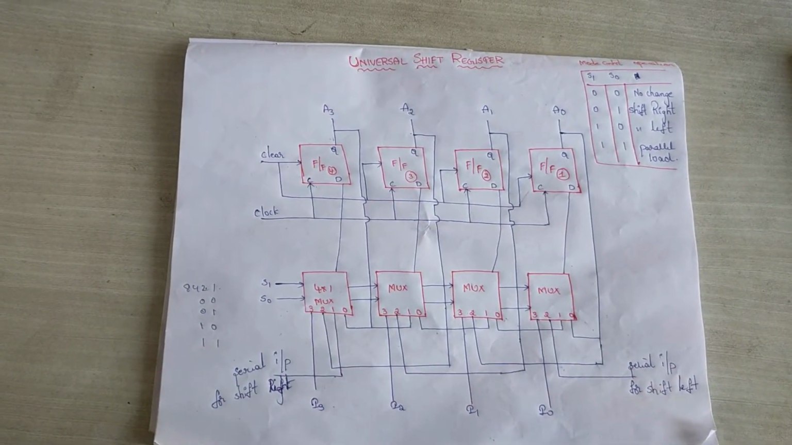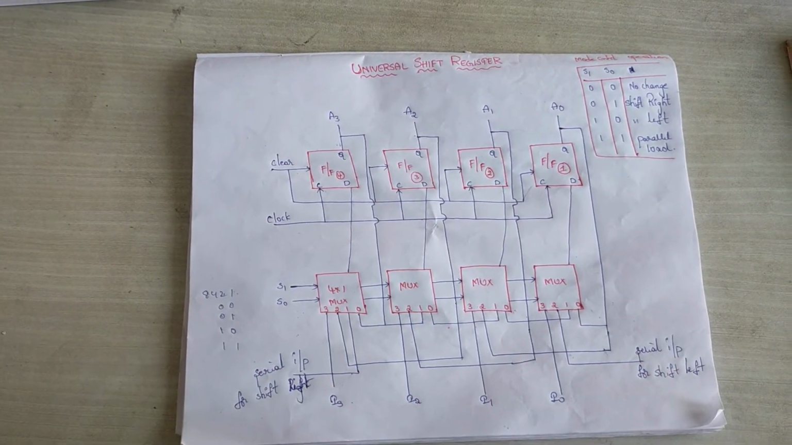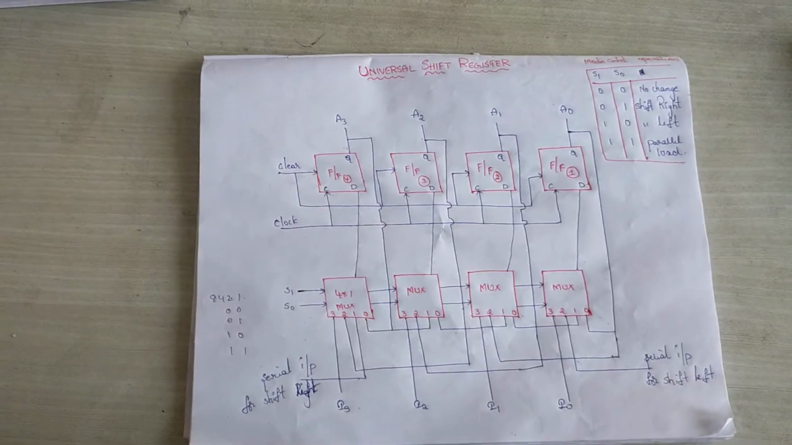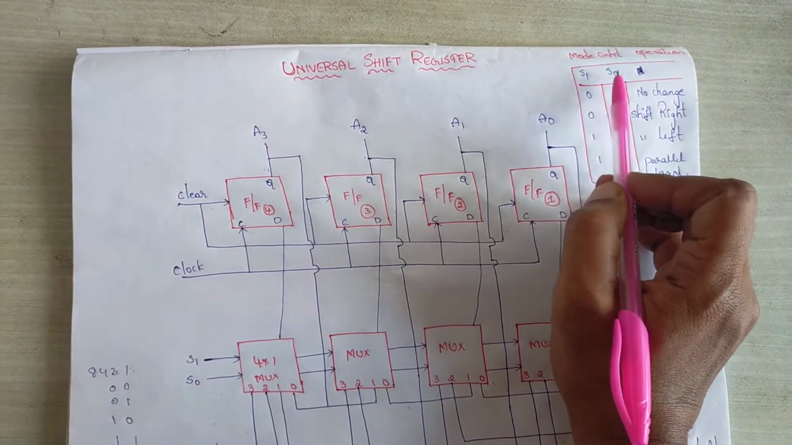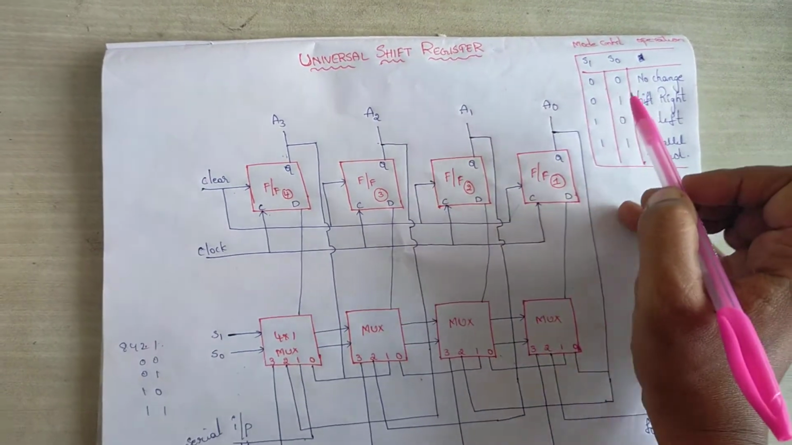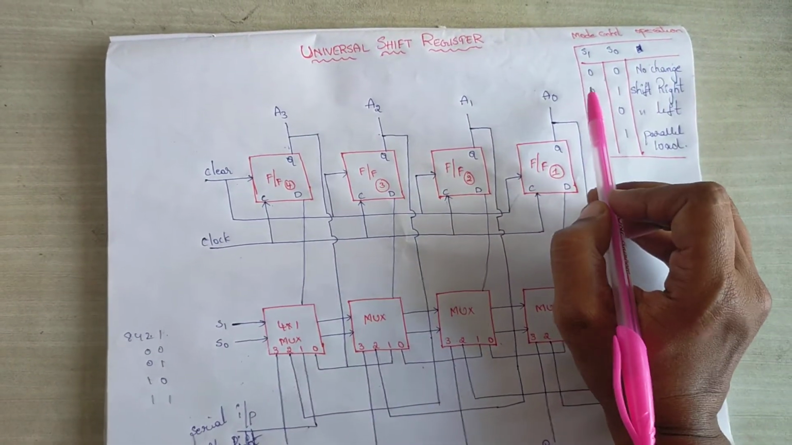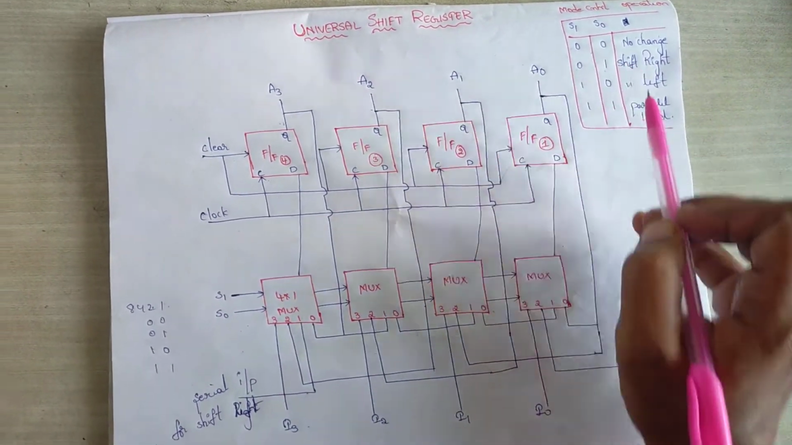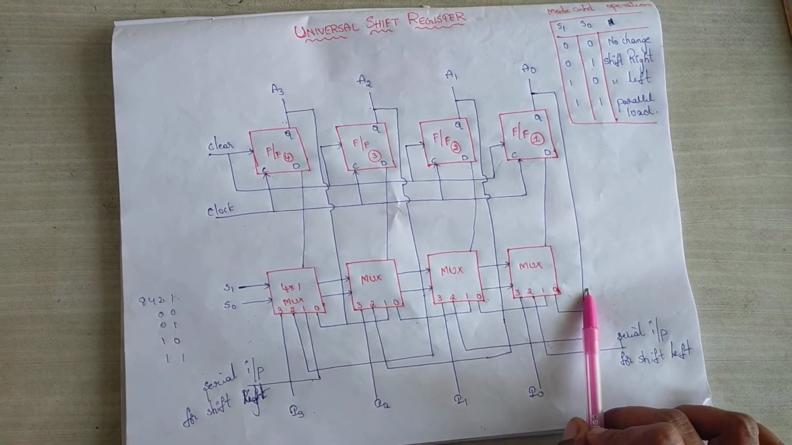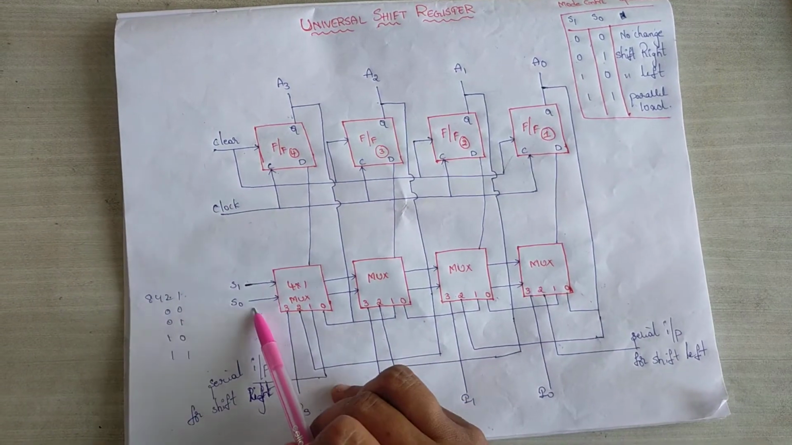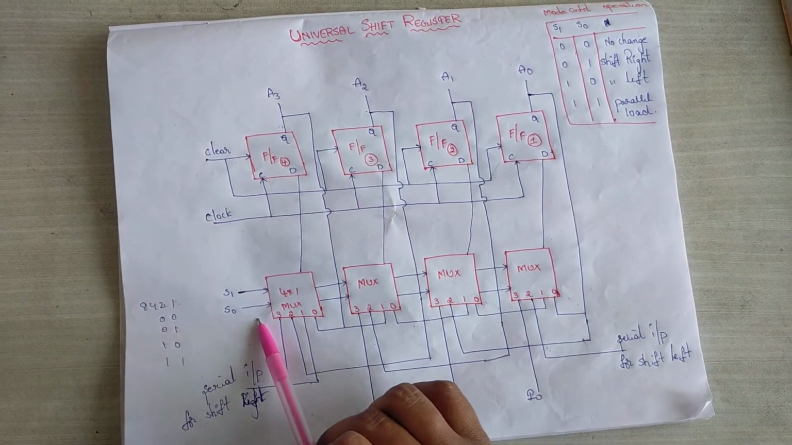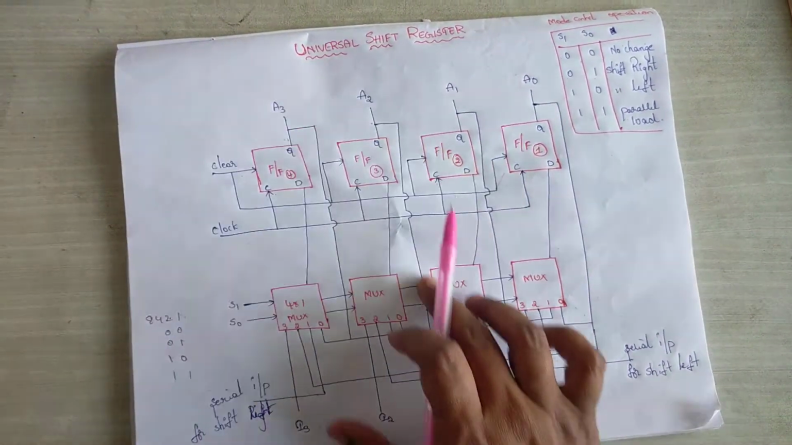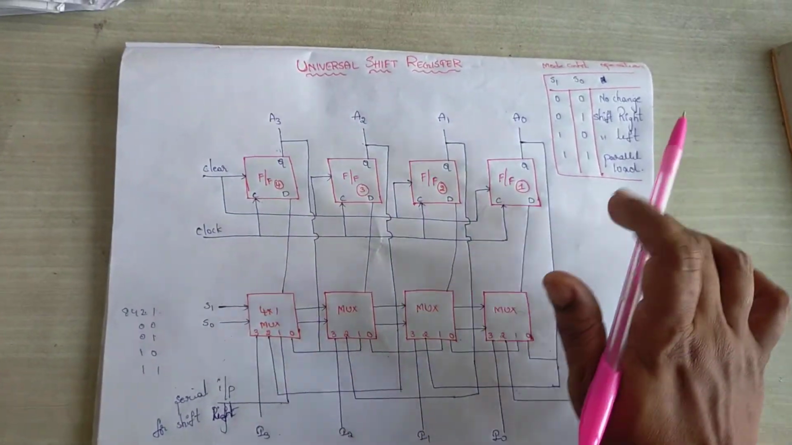So next we will see the operation of this universal shift register. So this is the block functionalities. If S1, S0 are 0, 0, then the output is no change. If inputs are 0, 1, it performs shift right operation. If inputs are 1, 0, it performs shift left operation. If inputs are 1, 1, it produces parallel load output. So these are the outputs.